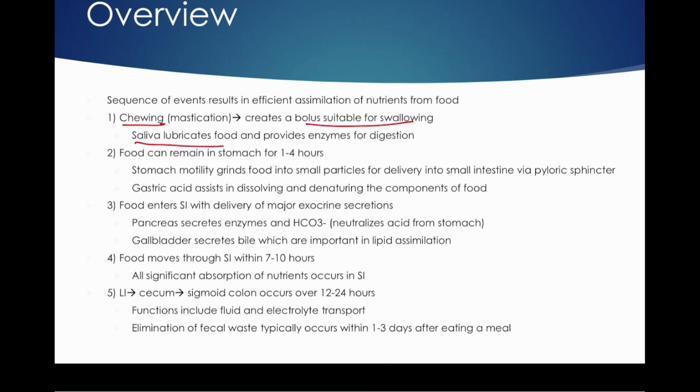Saliva lubricates the food and provides some enzymes for digestion. So we have enzymes in our mouth that actually will turn starch to sugars. So giving kids crackers, thinking that, oh, it's not a sugary treat, you give them a cracker instead, well, they're going to turn that right into glucose in their mouth anyway. So that happens fast. So we chew the food.